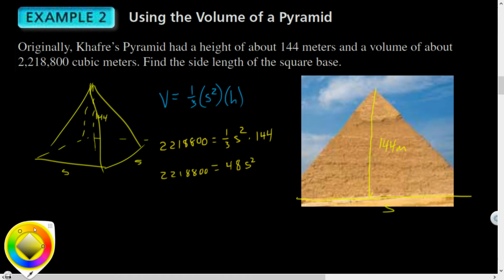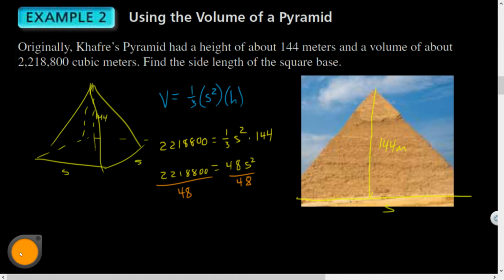2,218,800. So what do I do to solve for S? I like it. Man, good old algebra, huh? 2,218,800 divided by 48, I get 46,225 is equal to S squared. What do I do now?